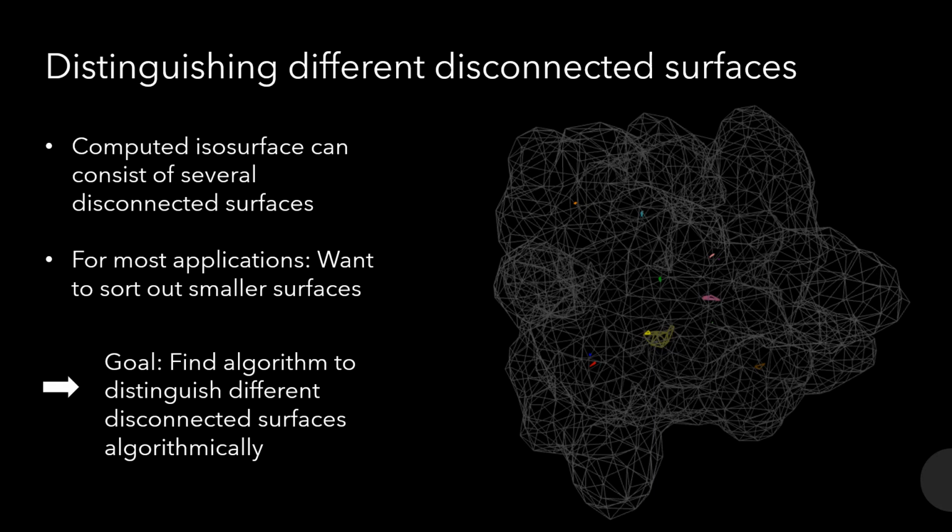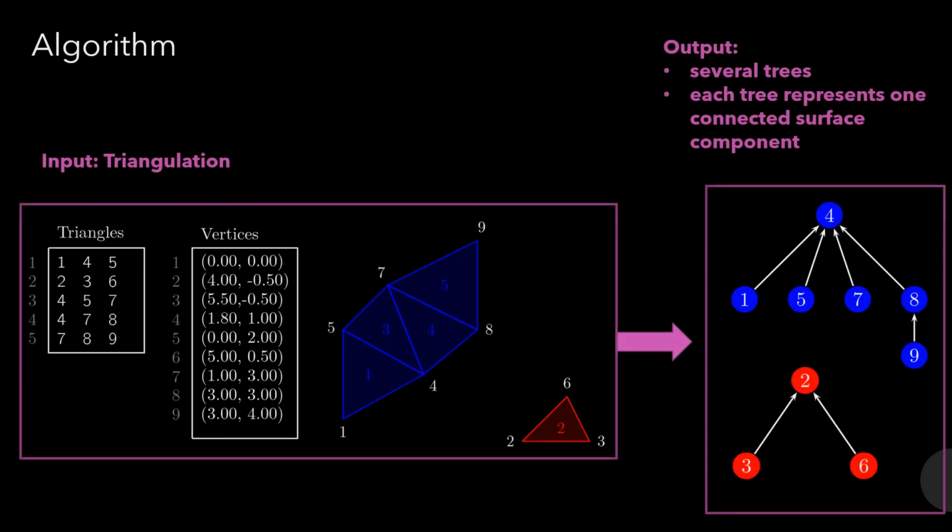And for doing this, it is necessary that the computer program can distinguish different disconnected surfaces algorithmically. We have implemented an algorithm which is able to do this. The input is the triangulation, and then the algorithm constructs a tree-like data structure. The result consists of several trees, each tree representing one connected surface component.